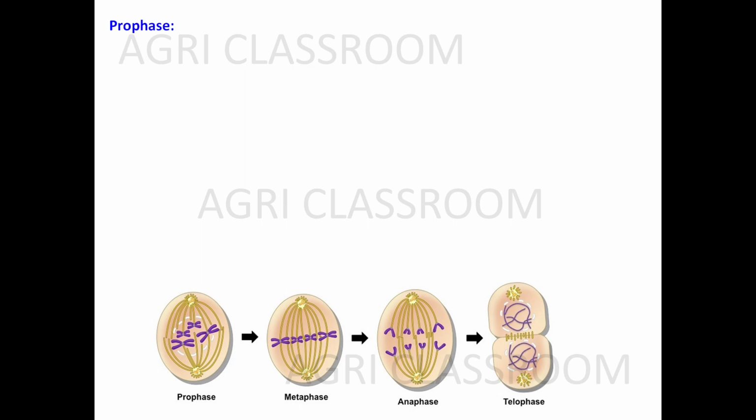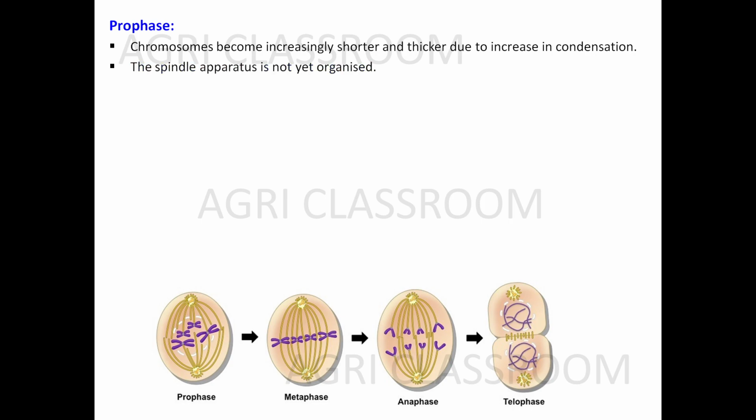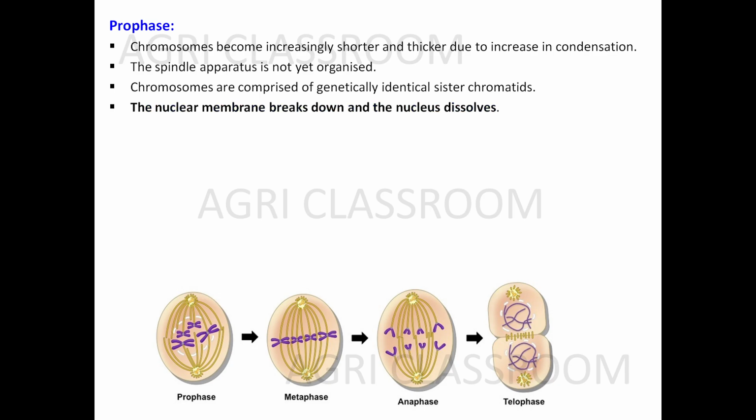Prophase. Chromosomes become increasingly shorter and thicker due to increase in condensation. The spindle apparatus is not yet organized. Chromosomes are comprised of genetically identical sister chromatids. The nuclear membrane breaks down and the nucleus dissolves.